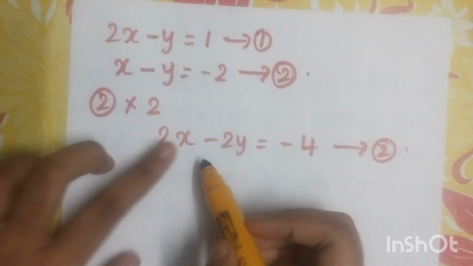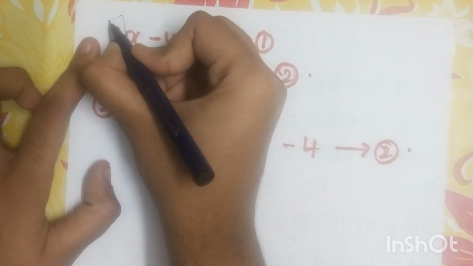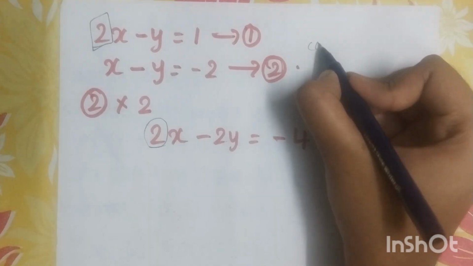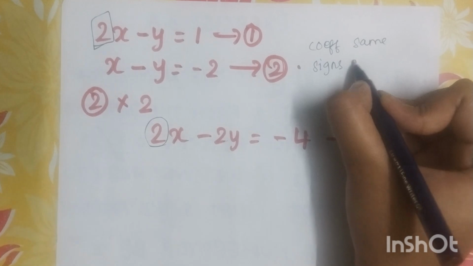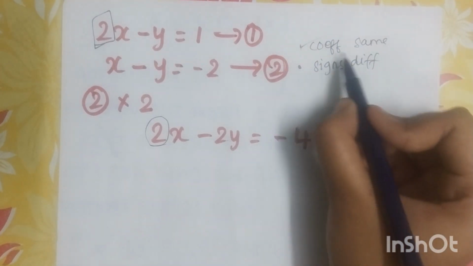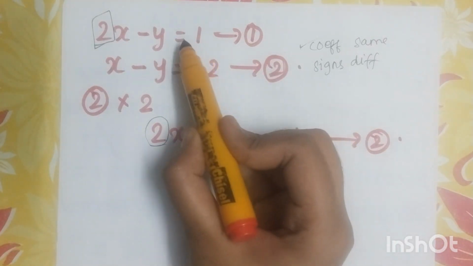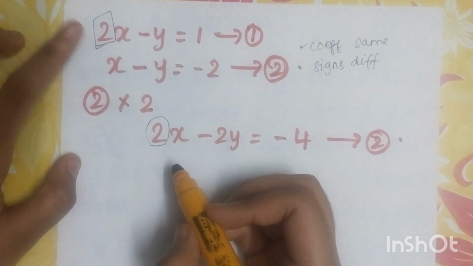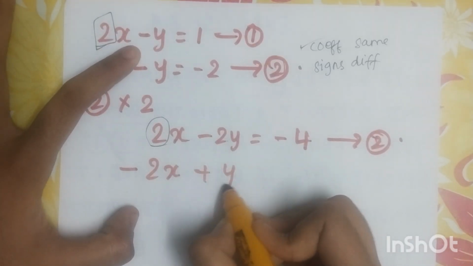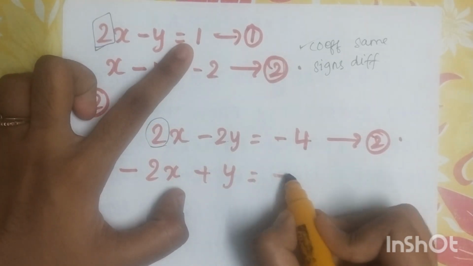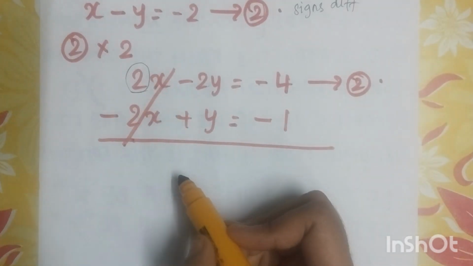Now my coefficients are the same here. Coefficients must be the same and the signs must be different. So our first condition is satisfied. Now signs should be different, so I'm going to change the sign of the first equation. Here plus 2x, so I'm going to write minus 2x. Minus y will become plus y, and plus 1 will become minus 1. Clear? So now I'm going to cancel this.